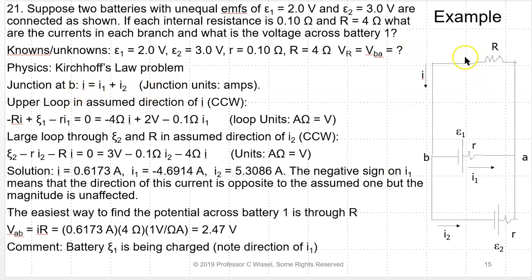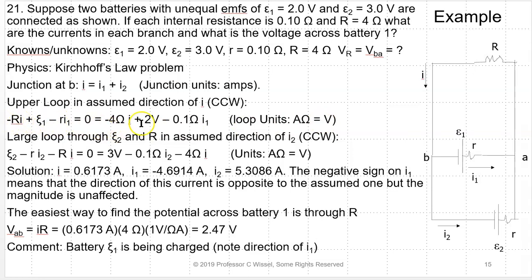Now I'm going to go through the upper loop in the assumed direction of I, which is counterclockwise. I decided to start right here. So I'm going with the current down the waterfall, so that is minus big R times I. I'm going from the negative to the positive plate through the E1. That is positive E1. I'm going with the current through the internal resistance down the waterfall. That's minus R I1. I've come back to my starting point, so that equals 0. The loop rule, the units have to be amp ohm equals volts. Yeah, amp ohm, volts. Okay?